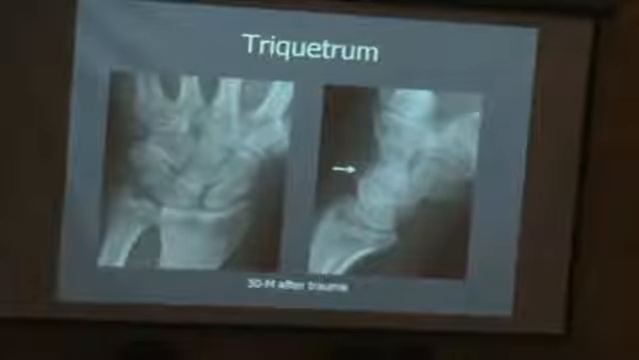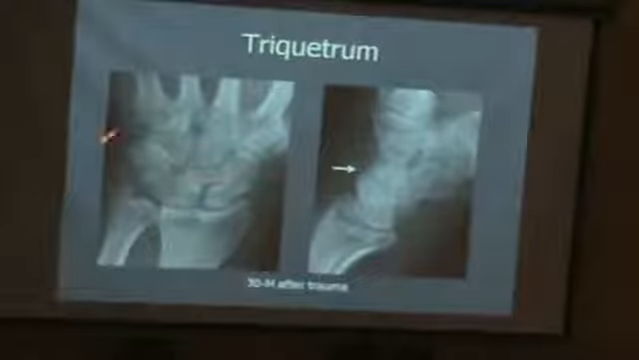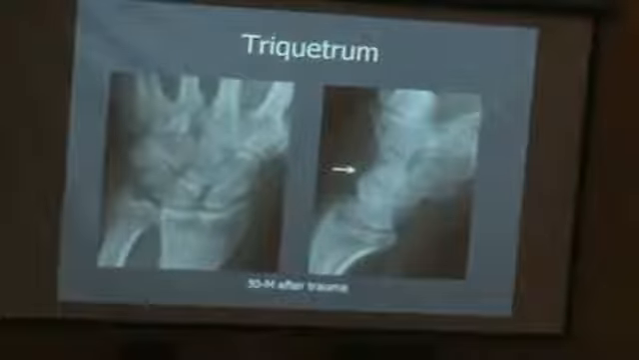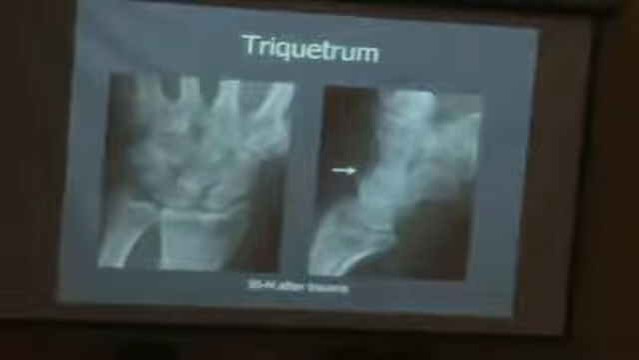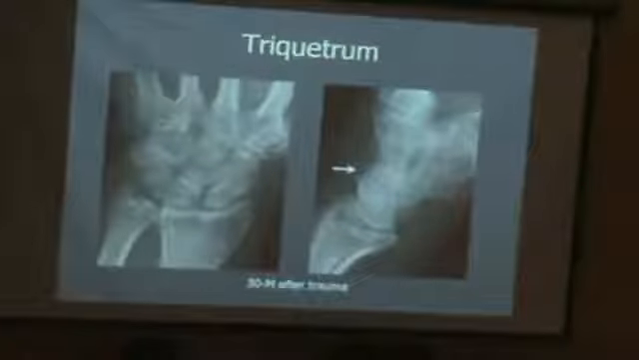Now the triquetrum is really also very important, and you can see this all the time. If you do only a plain film and AP view, you don't see anything most of the time. But it's very interesting to see that there is, of course, some bone by itself here on the dorsal aspect, what we call a chip fracture, which is very typical for a triquetral fracture.